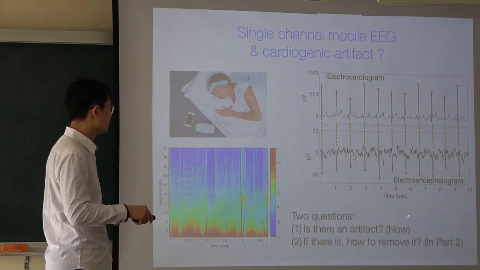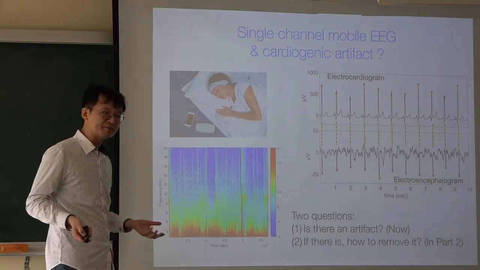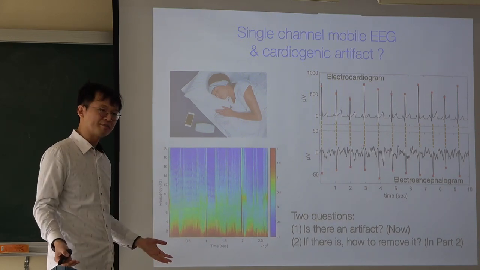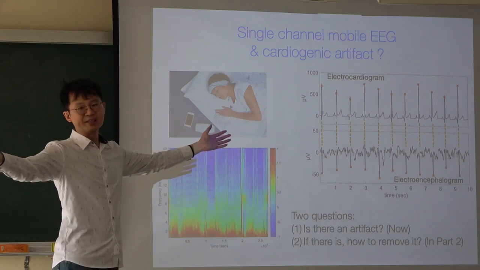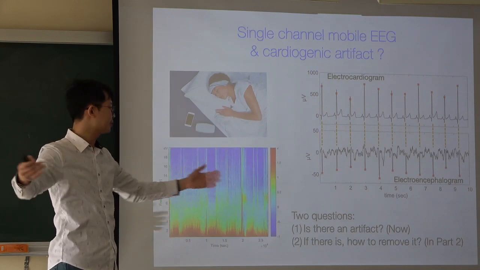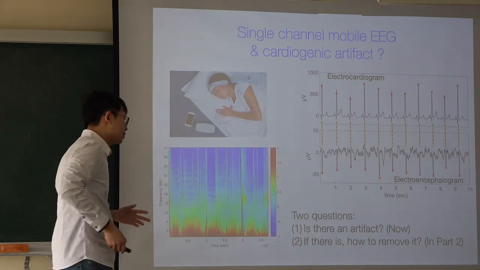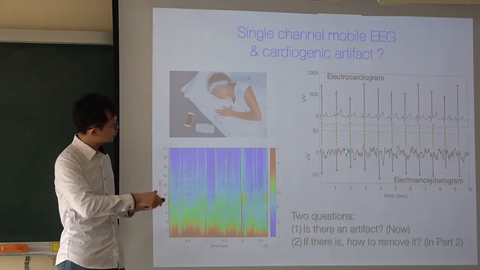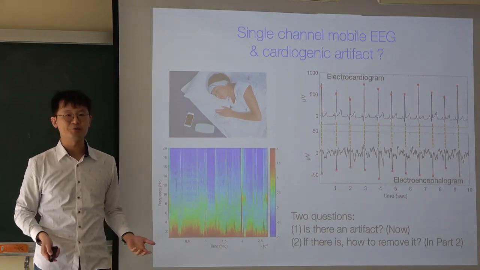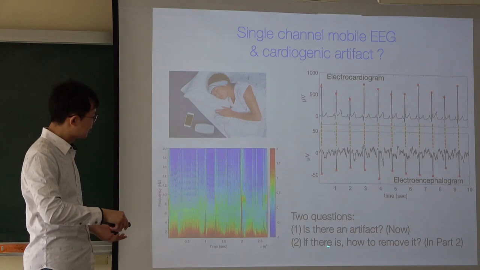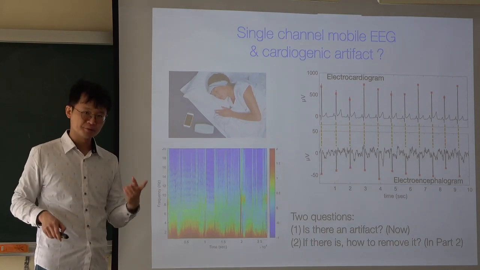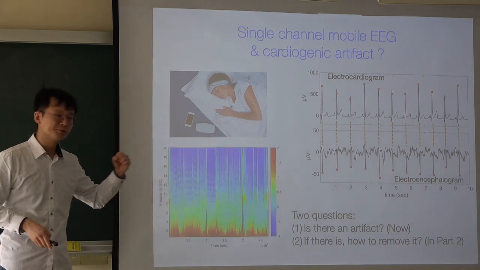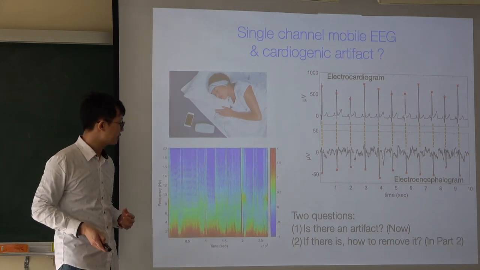The question here will be, first, is there an artifact? For example, I give you a segment of signal. Is there a cardiogenic artifact? Or I give you an 8 hours recorded EEG signal. When do you have cardiogenic artifacts? Second, if you have a cardiogenic artifact, then how to remove it? Because our interest is the EEG signal, but not the cardiogenic artifact. But the second question will be answered in part 2. In this part, we will answer the first question: how to determine if there is a cardiogenic artifact.